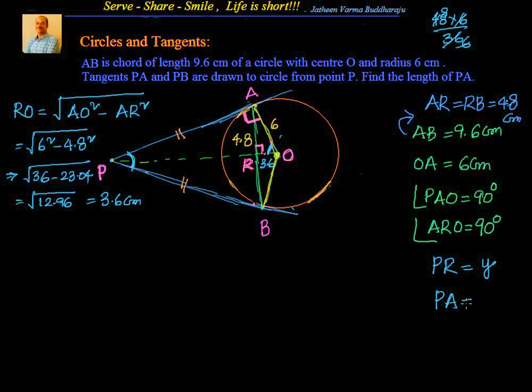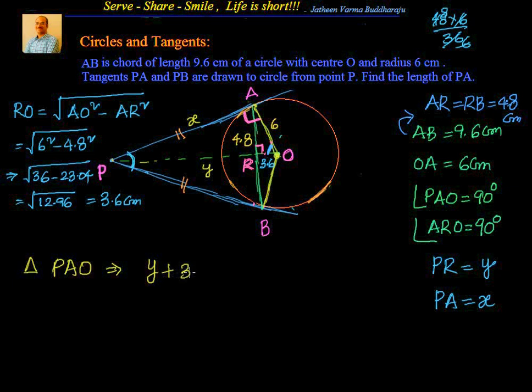We'll say PR equal to y and PA is equal to x. Now we have two right triangles here. First we'll consider the first triangle, triangle PAO. In triangle PAO, we have the hypotenuse PO, where PR is y and PA is x.